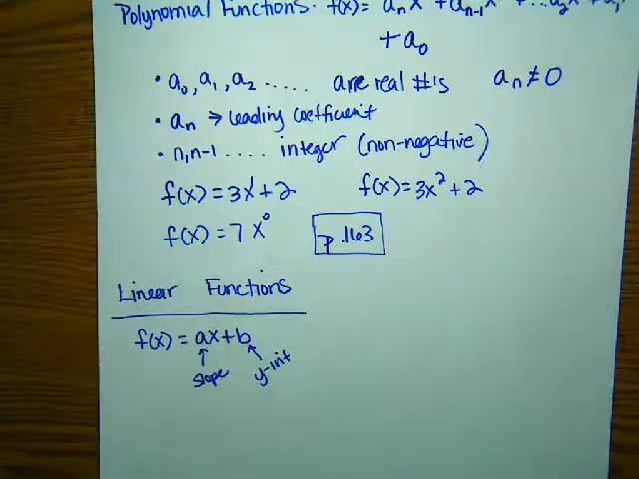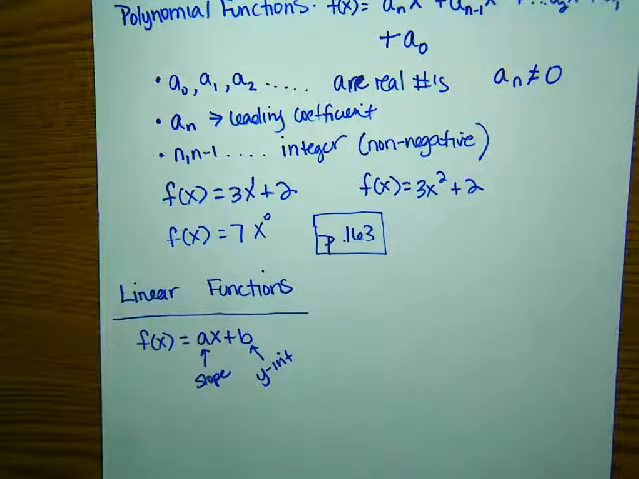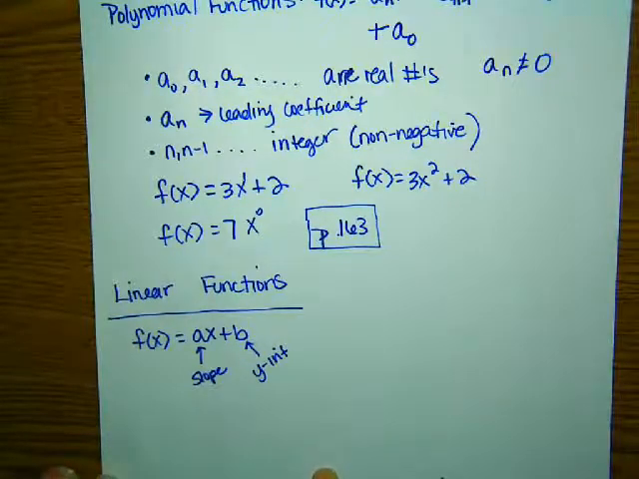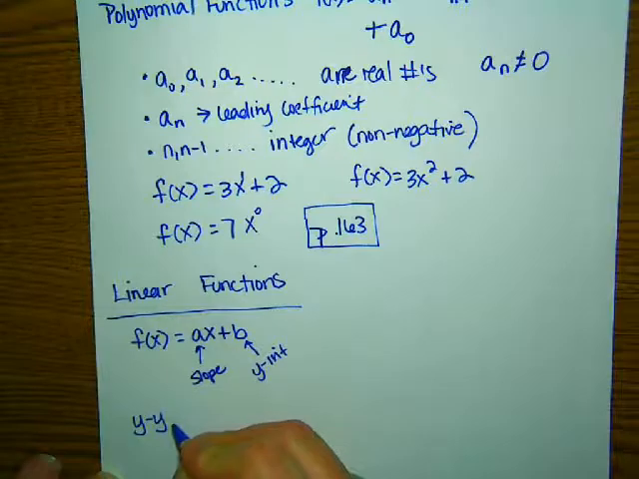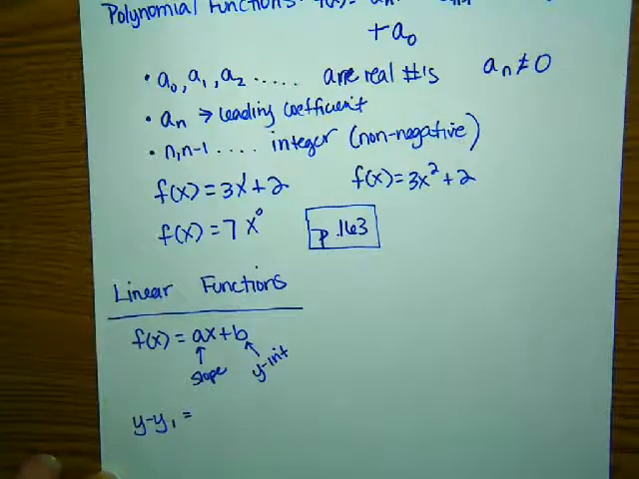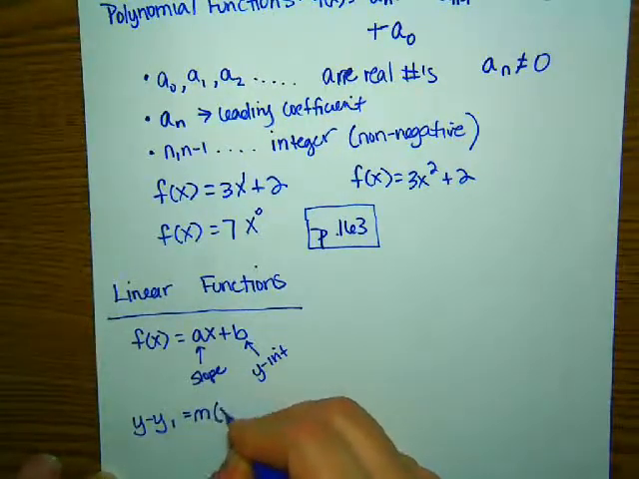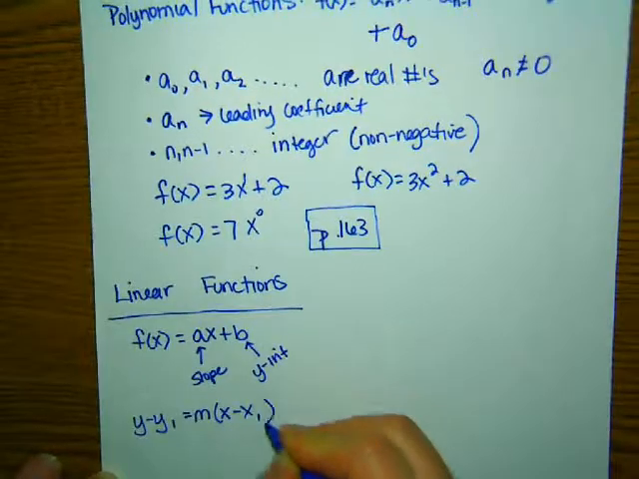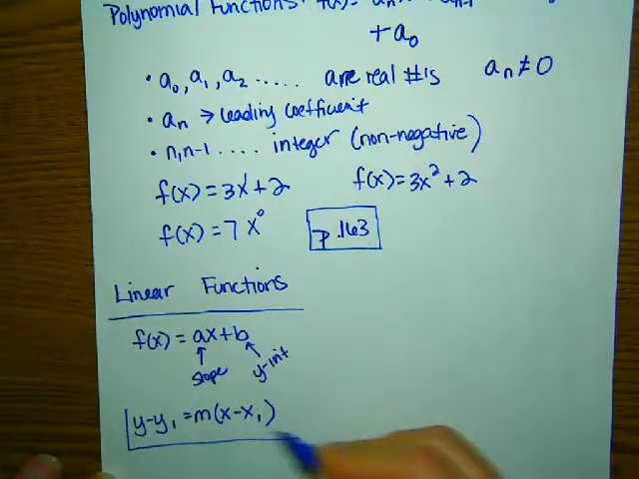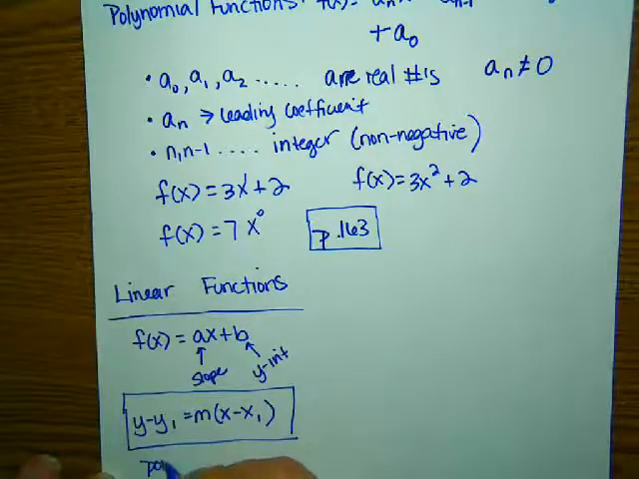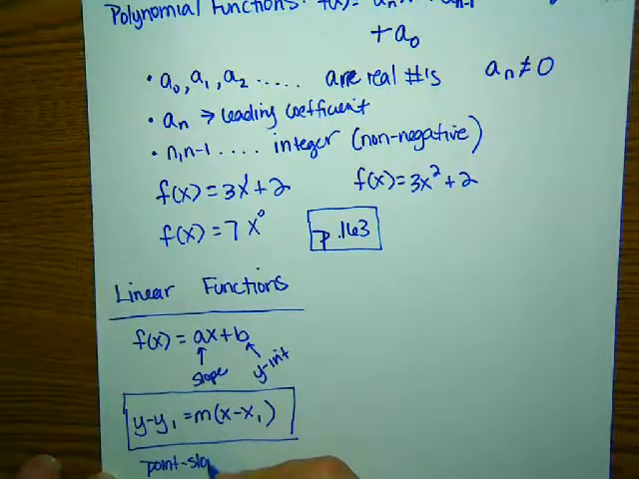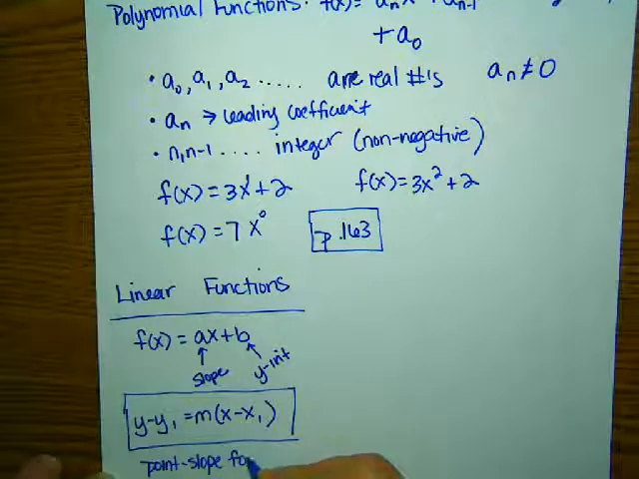Really what I want you guys to be able to do is put something in point-slope form and solve it. That's how we're going to do linear functions. So I'm going to just show you point-slope form. Tell me if this is familiar. y minus y1 equals m parentheses x minus x1. Does that look familiar to you? No? Kind of, sort of?